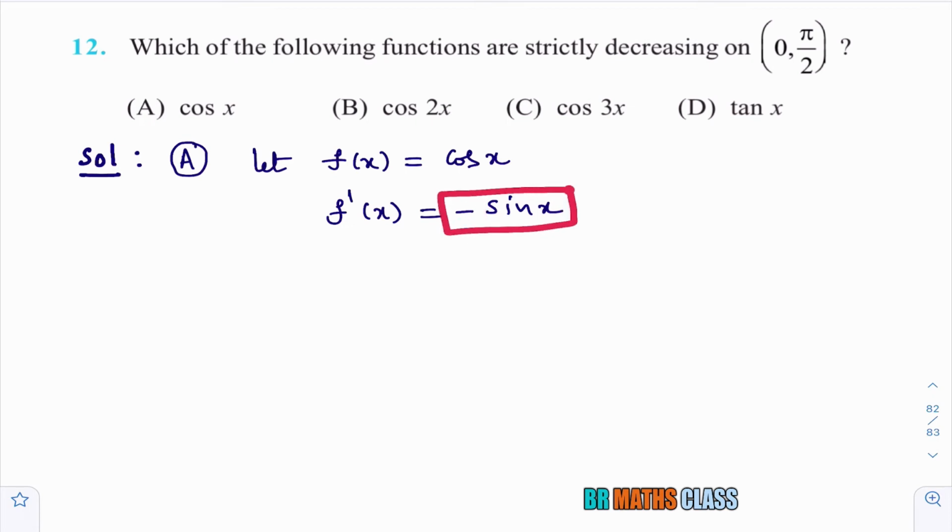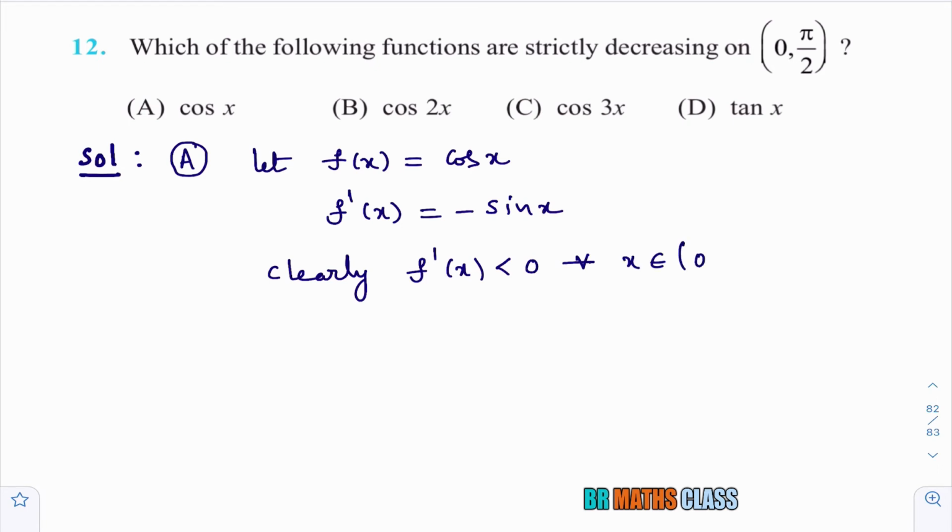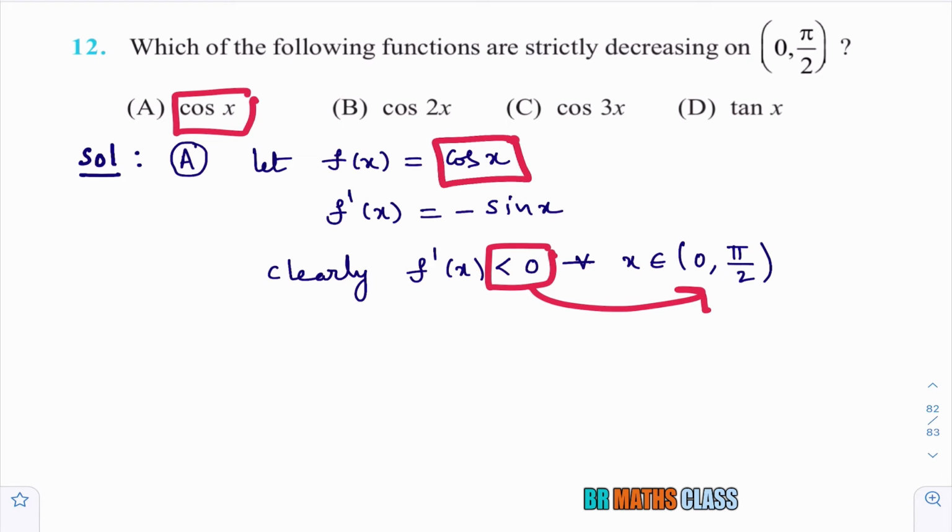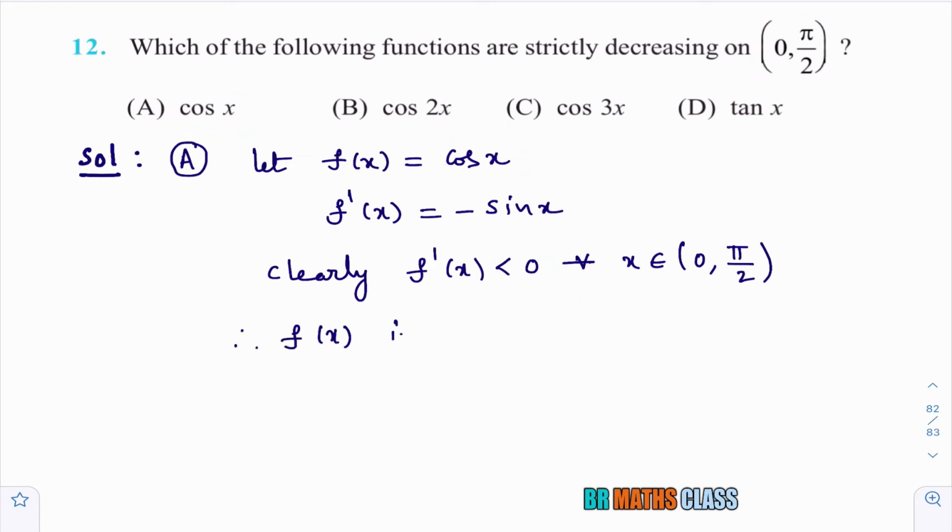It can be understood easily that minus sin x is negative in this interval, open interval 0 comma pi by 2. Clearly, f dash of x is less than 0 for all x belongs to open interval 0 comma pi by 2. As the derivative of this function is strictly less than 0 in this interval, I can say that the given function is strictly decreasing on the given interval. Therefore, f of x is strictly decreasing on open interval 0 comma pi by 2.